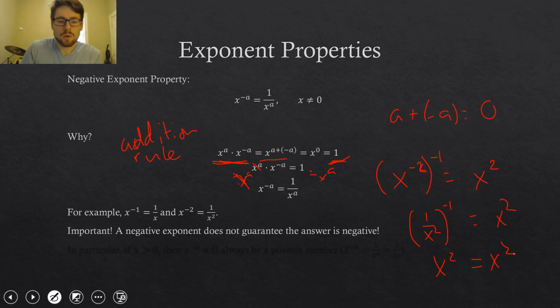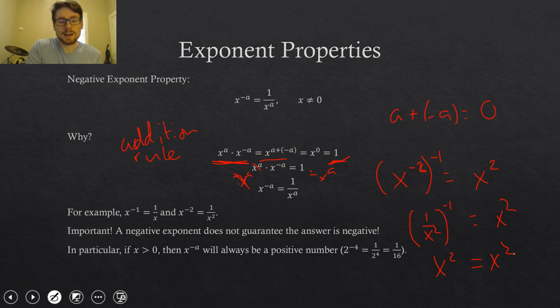And this is really important: a negative exponent does not guarantee that the answer is negative. So this doesn't mean the answer is negative, it just says that the exponent is negative, okay? And it says take the reciprocal and change it to a positive power. So if you're raising it to the negative 5 power, you take its reciprocal, 1 over that, and then you raise it to the 5th power.